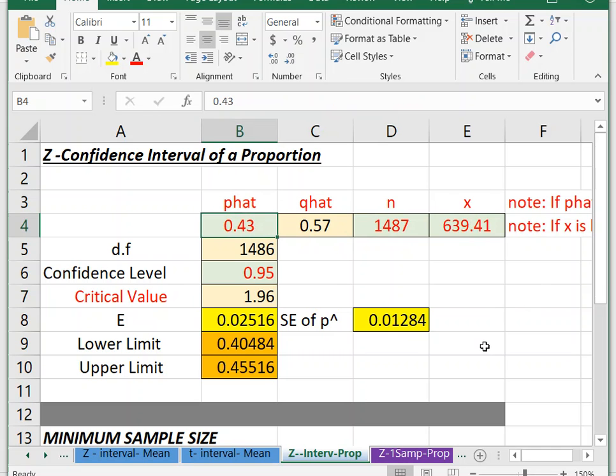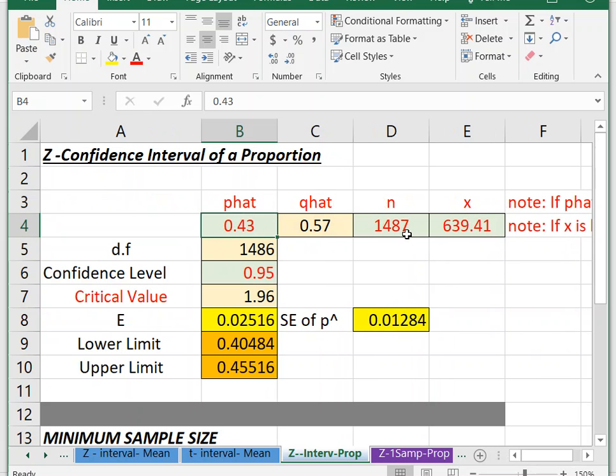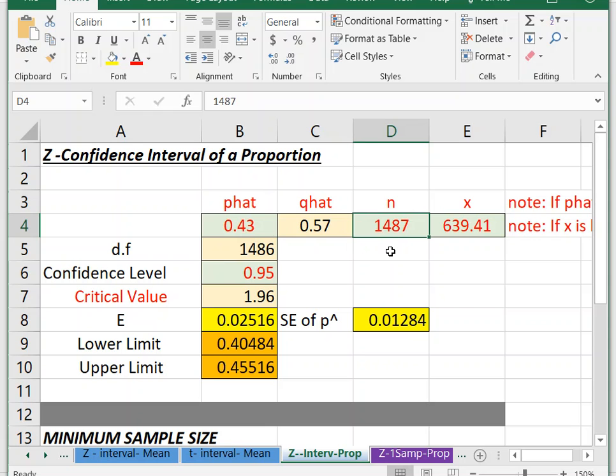Now, a side note here. If the P hat is known, if that's given to you, then you can type it in and state what N is, and you can calculate X, which I did here, by taking the P hat percentage times the total to get what the X is. If you know X and N, you can type those values in and it will calculate P hat. I made some notes here to the side. In this case, I knew P hat, so I put the 43% in here, and I knew N was 1,487, so I wrote that in there. Everything else is going to be calculated. Notice if I change that number, everything else changes.